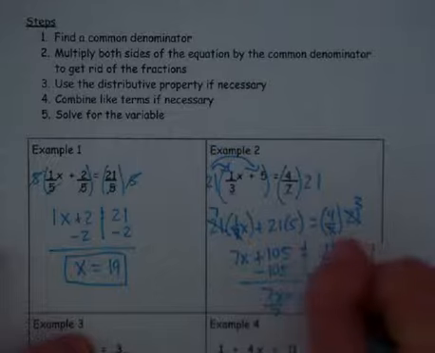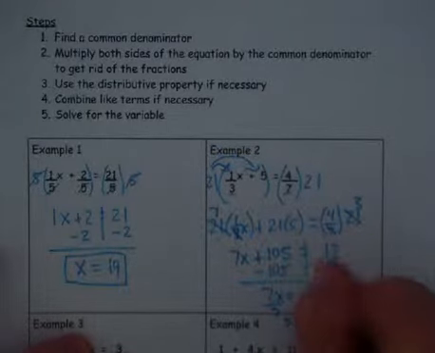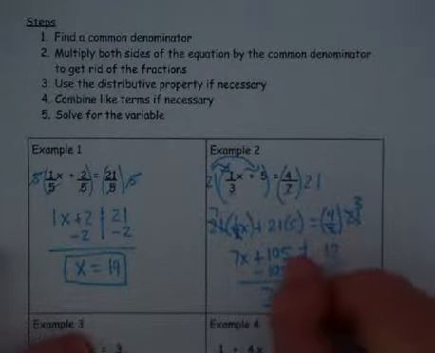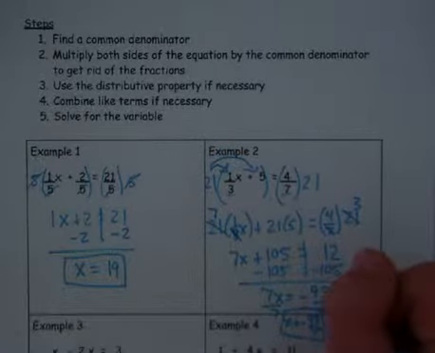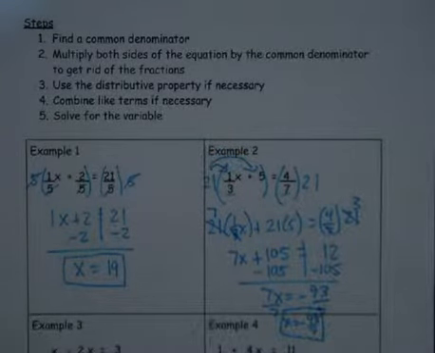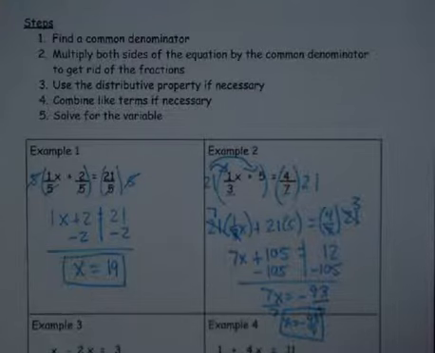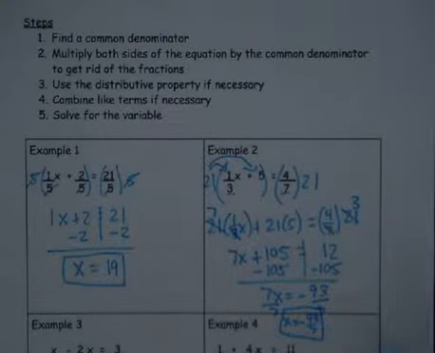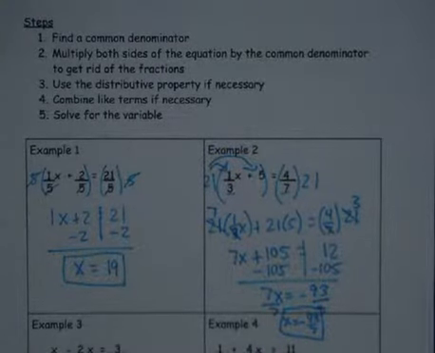Divide by 7, I get x equals negative 93/7. Don't forget that negative sign. Now, this is a funky fraction, but it's not divisible, right? 93 is not divisible by 7, and so we have to leave it in that form. X equals negative 93/7. Okay?